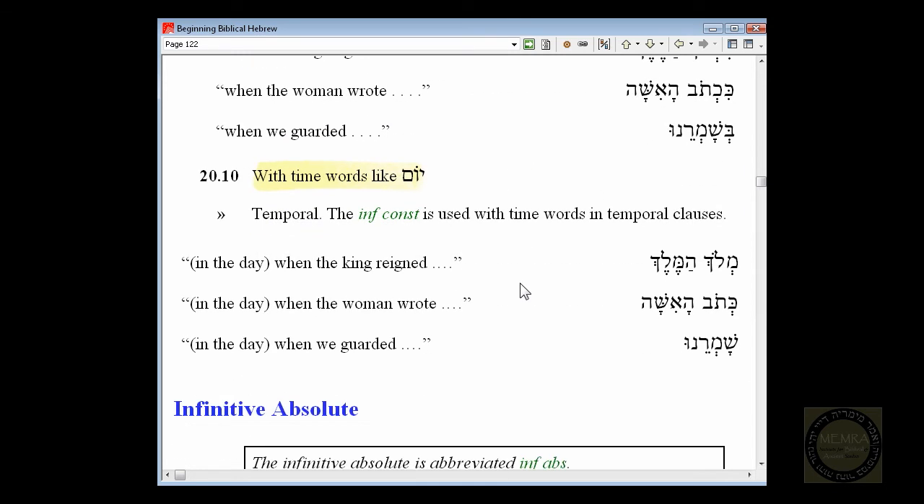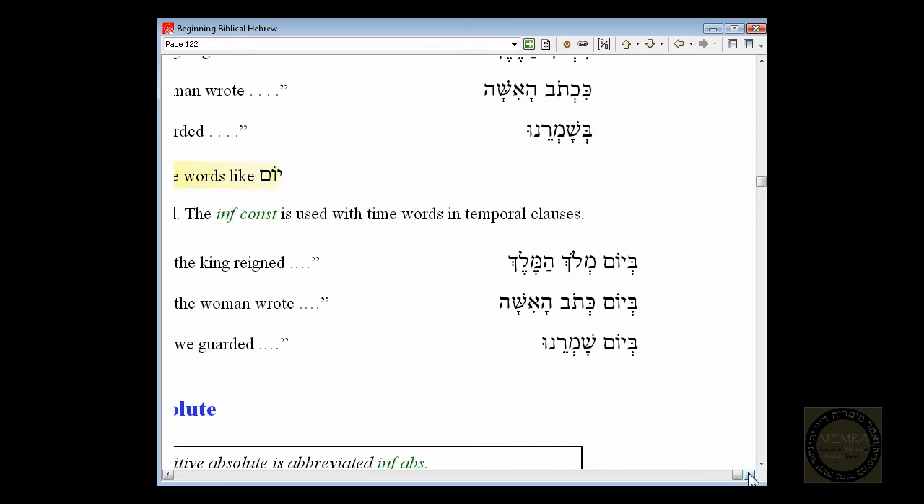Now, sometimes infinitive constructs are used with time words like yom. We just saw a temporal use. But sometimes the writer will use yom to give that temporal sense. So we have here, I think, we need to go a little bit over. So bayom, in a day. We're just going to be woodenly literal here. In a day, melok, Shava holem, it's an infinitive construct. So in a day the king ruled or reigned.